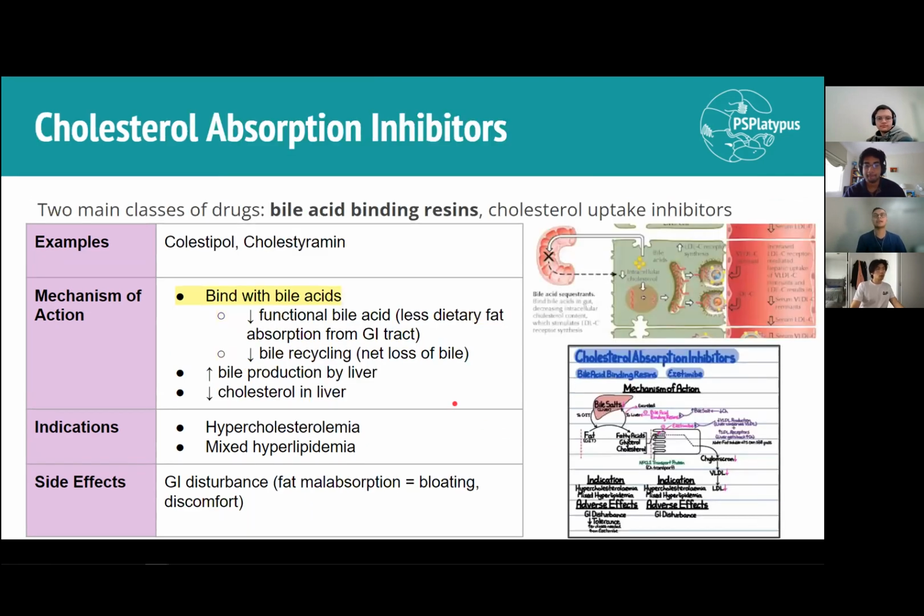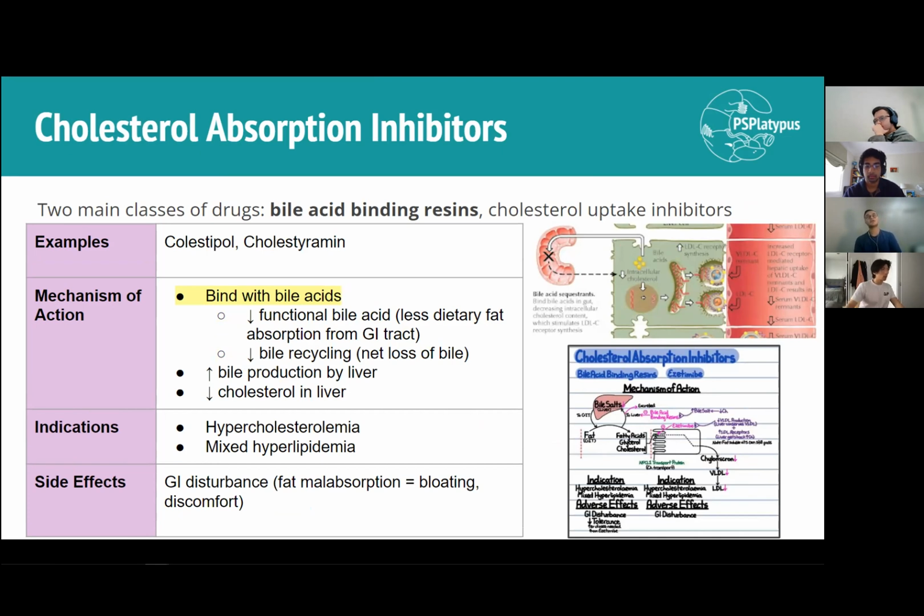Okay, so next we come up to the third of the important classes you want to cover. This is cholesterol absorption inhibitors. Thankfully, these drugs are named very aptly in terms of the function. So cholesterol absorption inhibitors inhibit the absorption of cholesterol from your diet. So you're going to consume cholesterol in your diet, but these drugs are going to prevent it from entering your bloodstream and becoming LDL and those sorts of things.